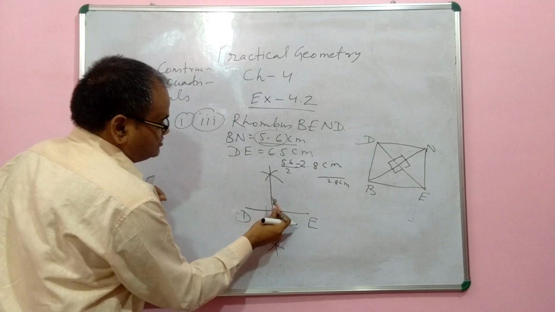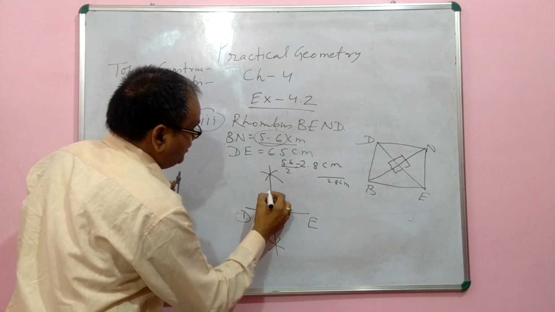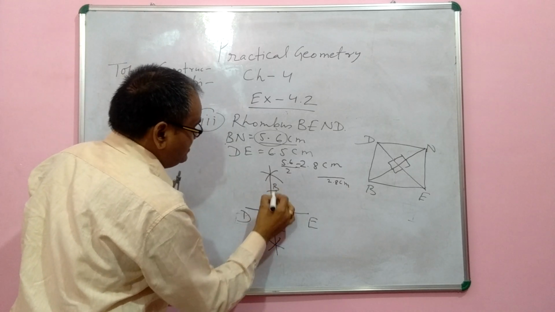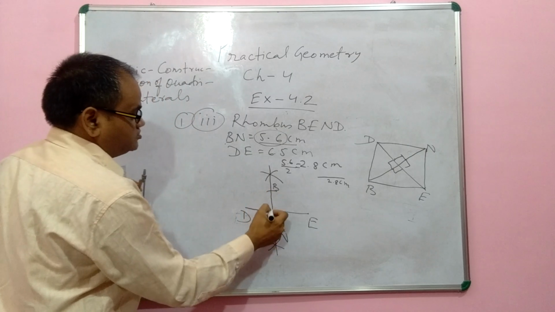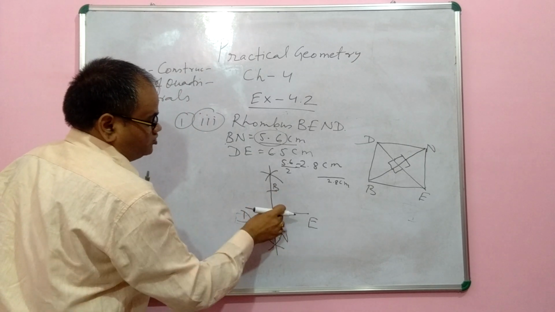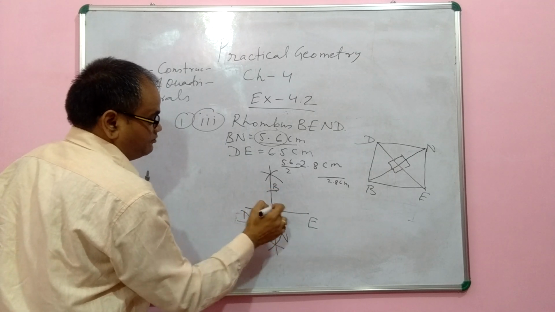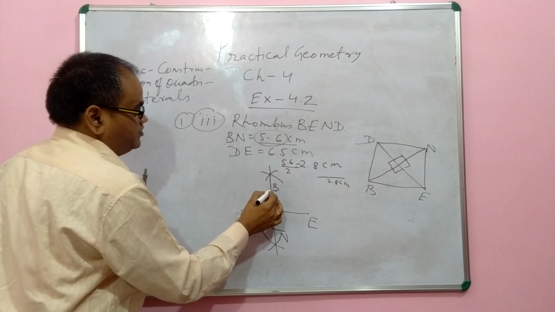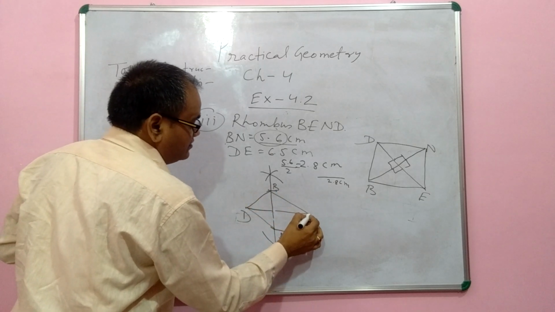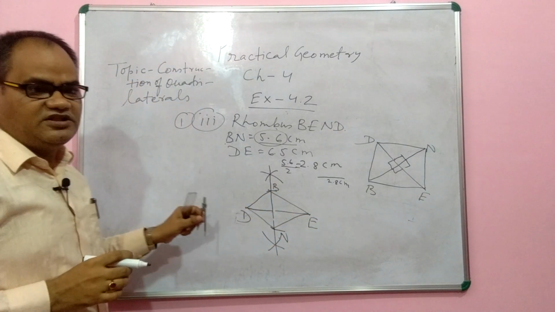Now keep your compass at the midpoint and take 2.8 centimeter up and 2.8 centimeter down. Write BN here. This 2.8 plus 2.8 completes how much? 5.6 centimeter. Now join BD, BN, BE and EN. Your rhombus BEND has been completed.